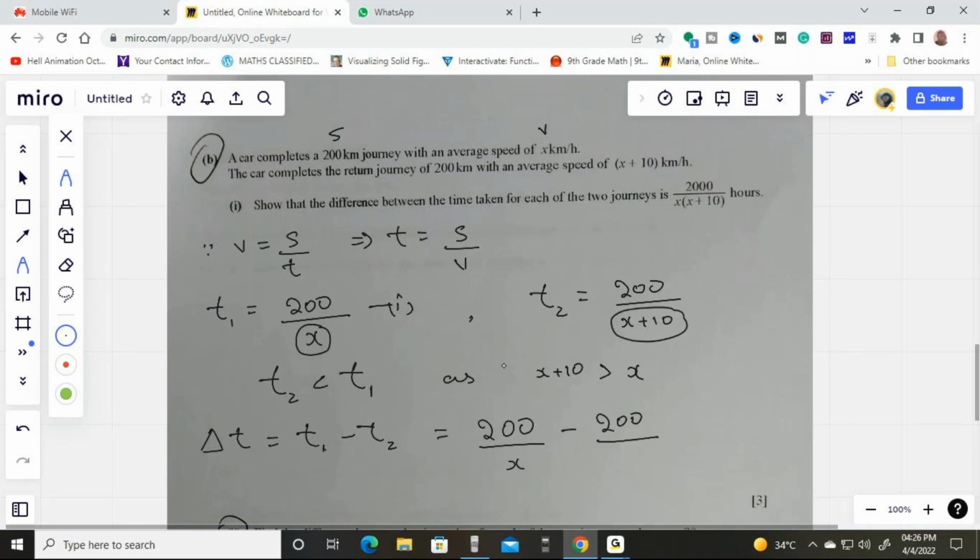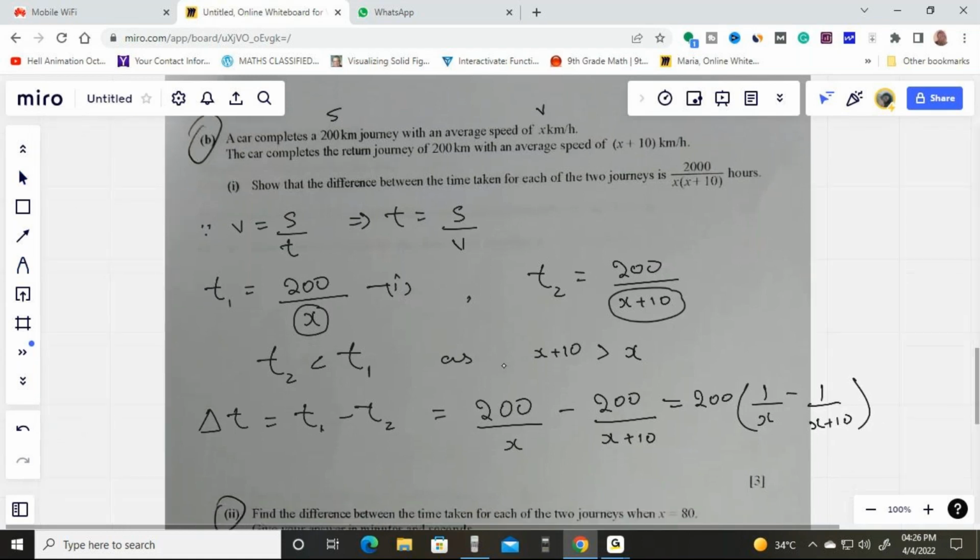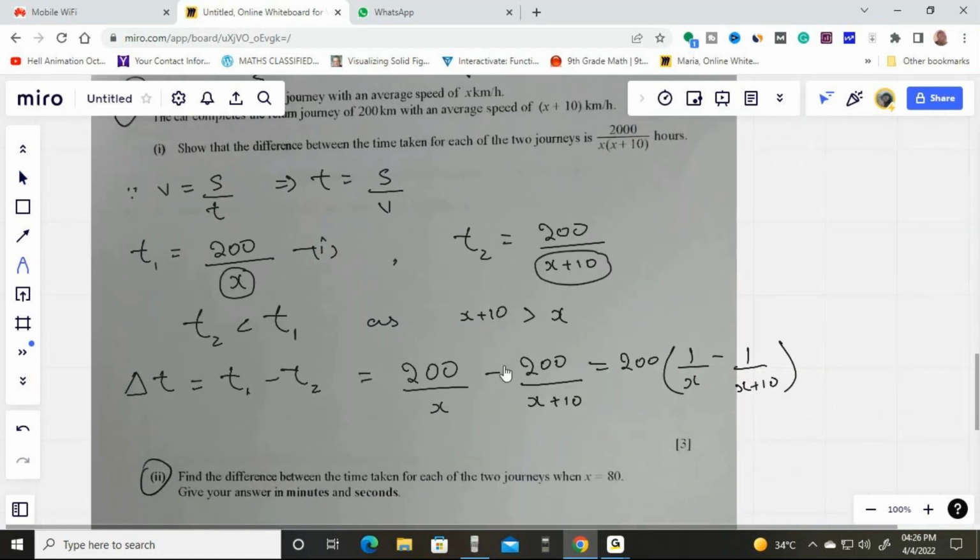You can take out your common outside, and then you can take out your LCM. Okay. LCM is x times (x plus 10).